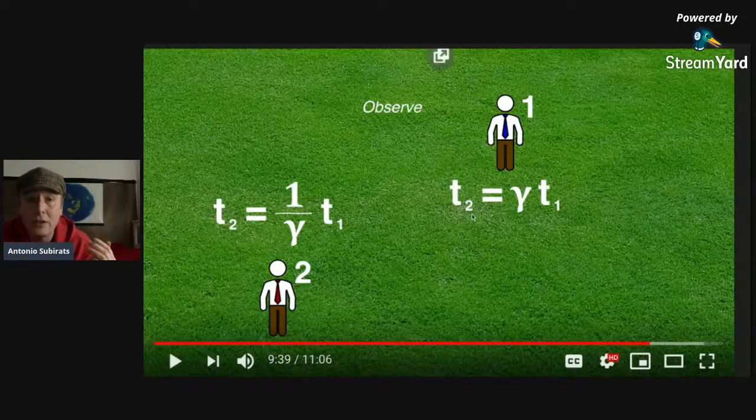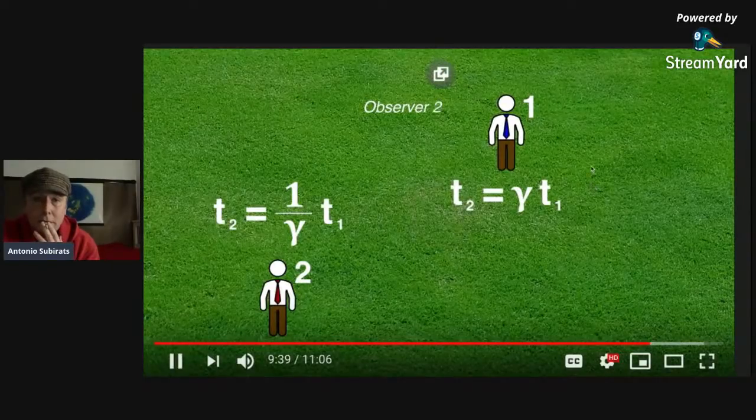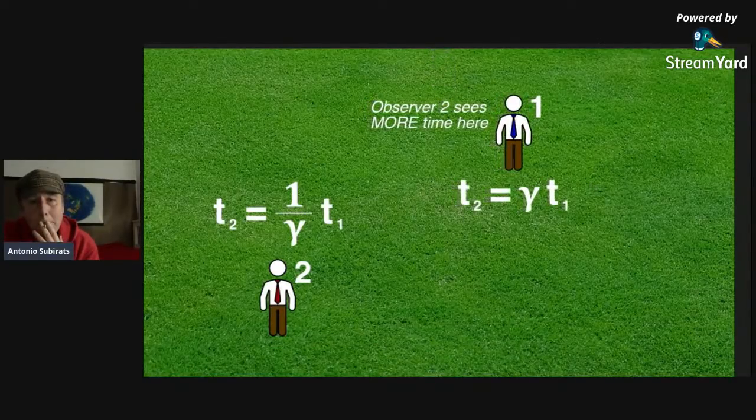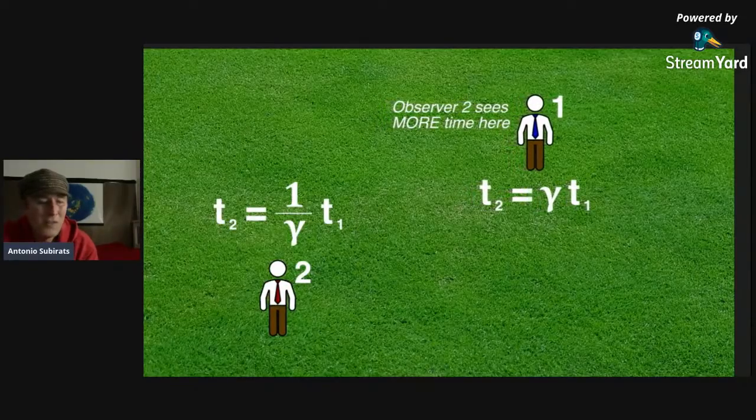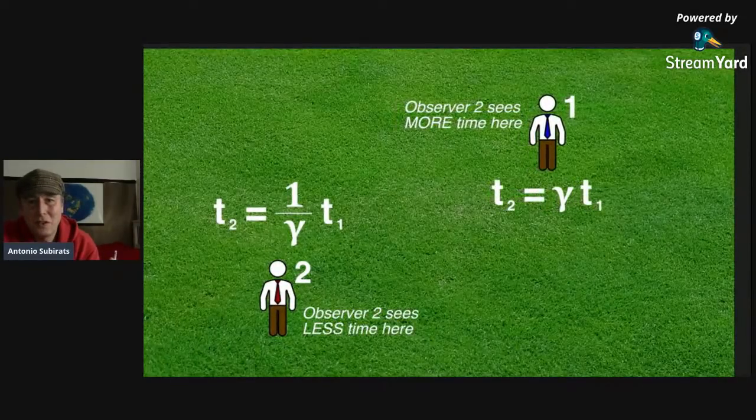Observer 2 sees more time elapsed than observer 1 sees at observer 1's location, but sees less time elapsed than observer 1 sees at observer 2's location.